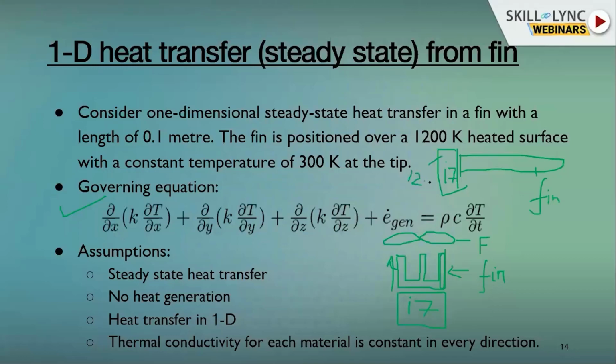Guys, these numbers are not unrealistic. These numbers are realistic. The temperature really does go this high. And let's say your ambient temperature is 300 Kelvin.